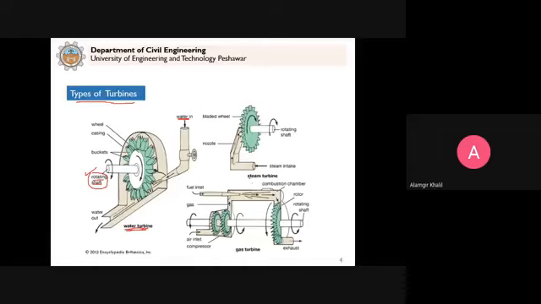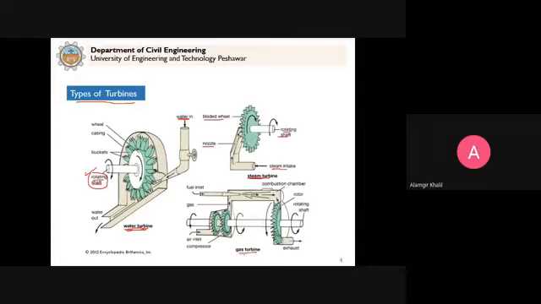Similarly, we also have the steam turbine, where steam is used, and with the help of a nozzle, that steam rotates the bladed wheel, and this is how the energy is converted into mechanical energy in the form of a rotating shaft. Because steam is used to drive this turbine, it is known as a steam turbine. Clear?